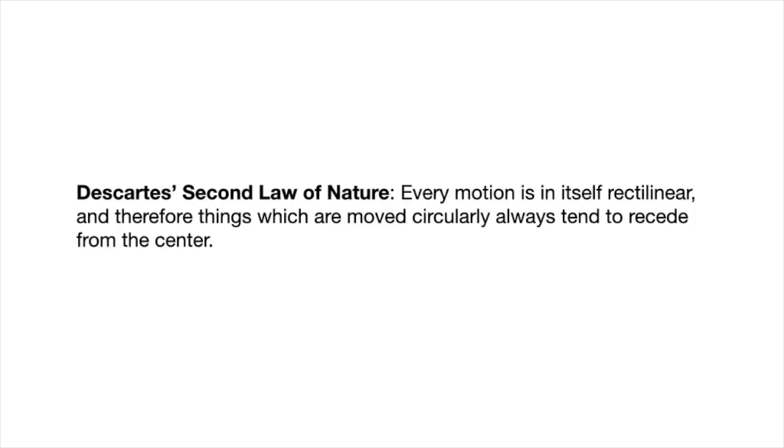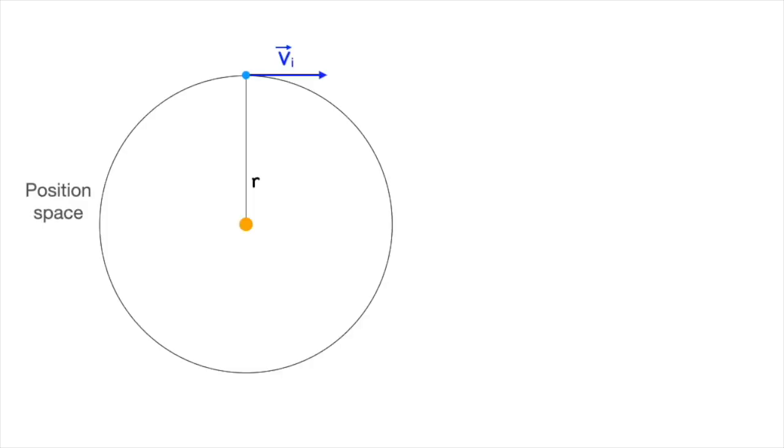All this is generally consistent with the law of inertia, but more specifically, it reflects Descartes' second law of nature. That is, every motion is in itself rectilinear, and therefore things which are moved circularly always tend to recede from the center. So, essentially, gravity needs to cause the planet to accelerate towards the sun by just the right amount, so that the planet neither recedes from the center nor spirals inward towards the sun.